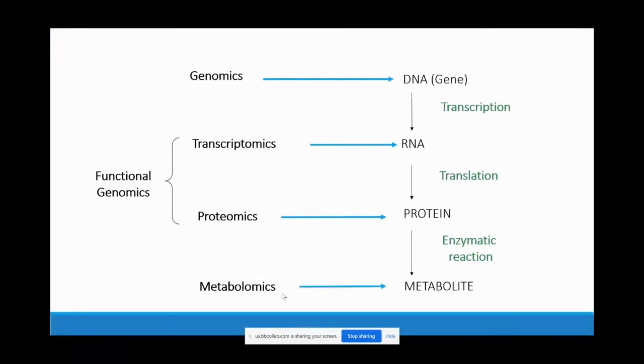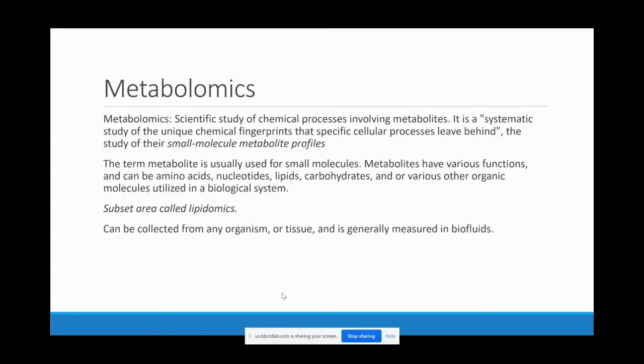Okay, the last area I'm going to talk about is, again, that area that kind of encompasses everything else, which is metabolomics. So this technically is the study of the chemical processes involving metabolites. Here we're going to identify these unique chemicals, sometimes we call them fingerprints, that are specific to a process of a cell and their profiles. To clarify the term metabolite, again, it's just used for any small molecule.